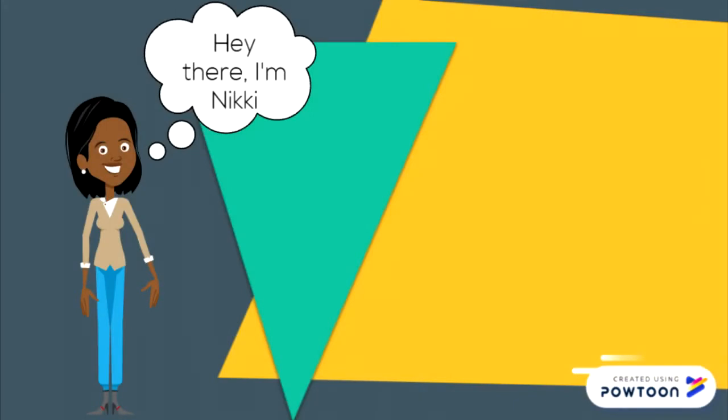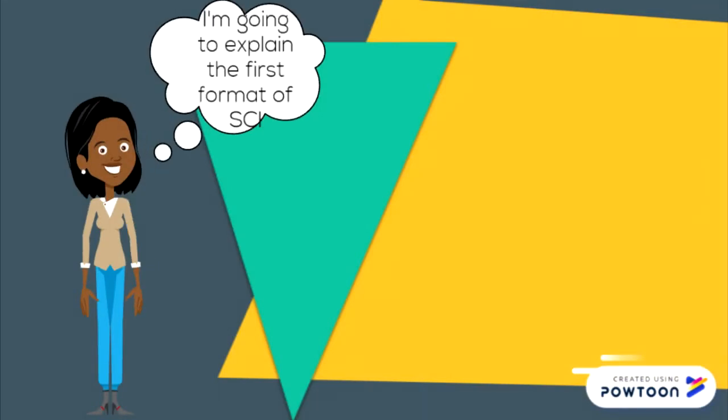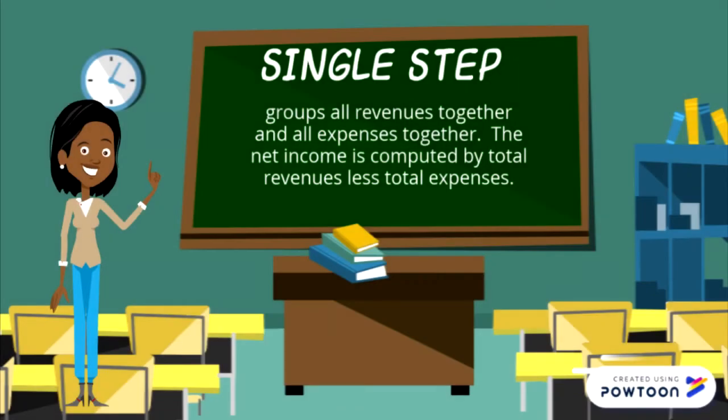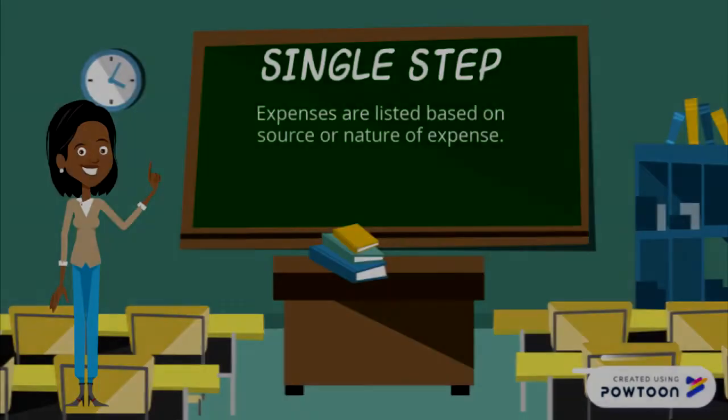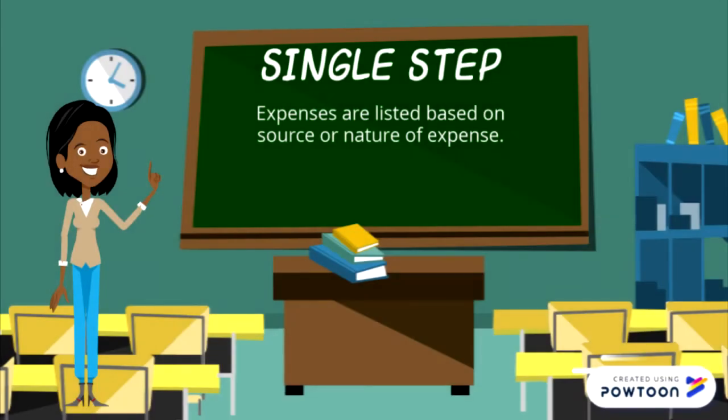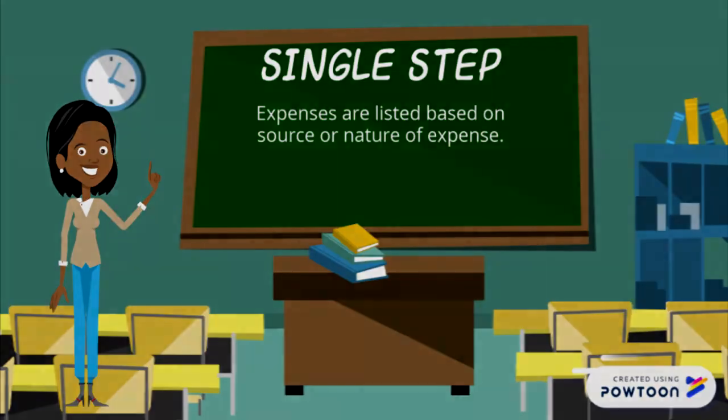Hey there, I'm Nikki. I'm going to explain the first format of statement of comprehensive income. The single-step statement of comprehensive income groups all revenues together and all expenses together. The net income is computed by total revenues less total expenses. Expenses are listed based on source or nature of expense.